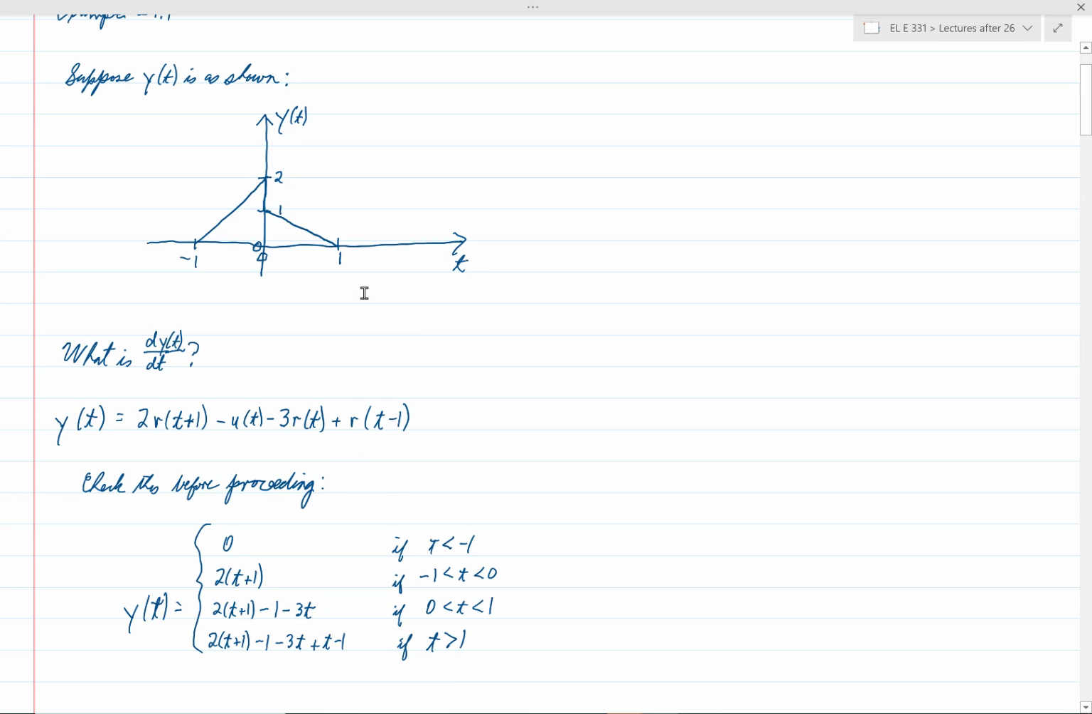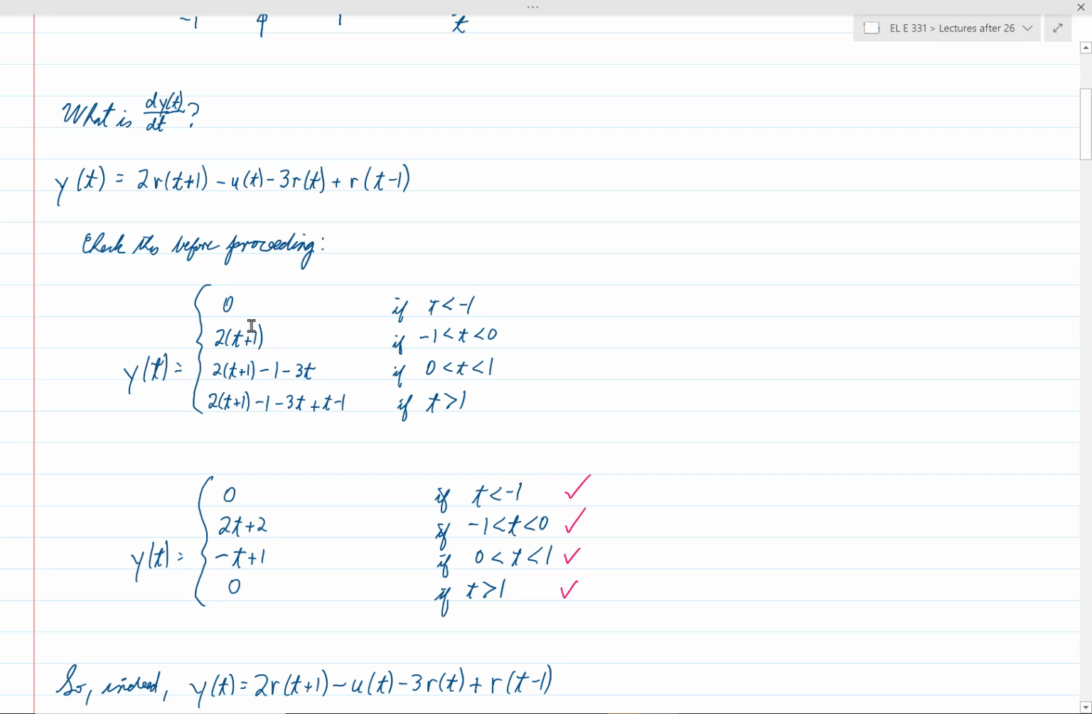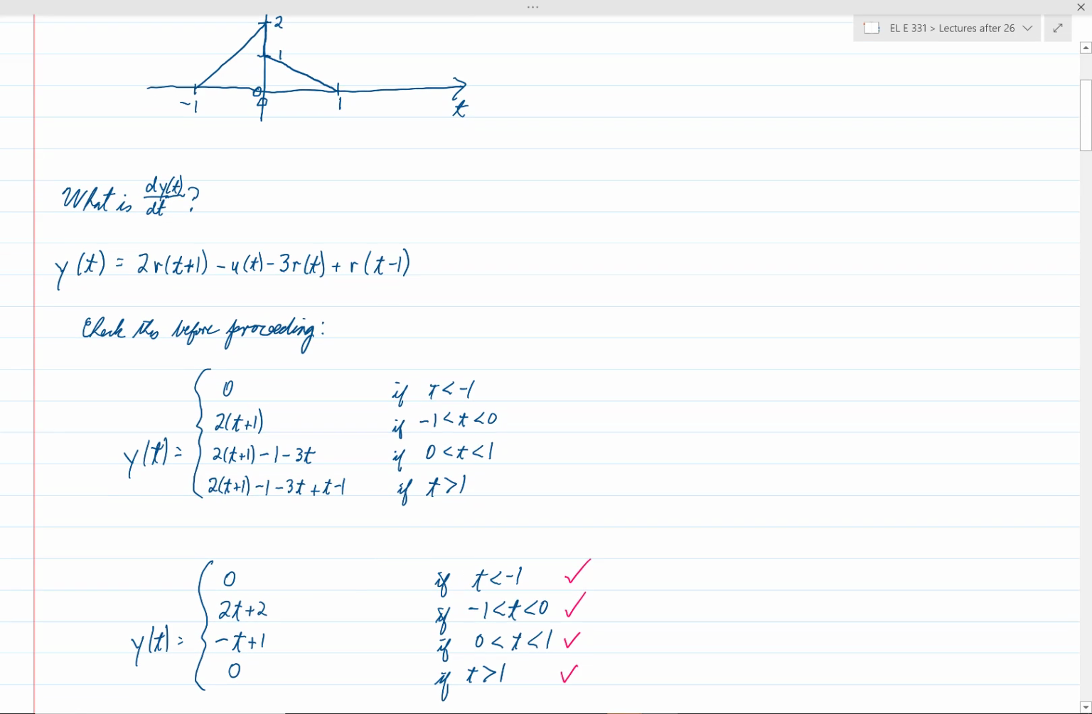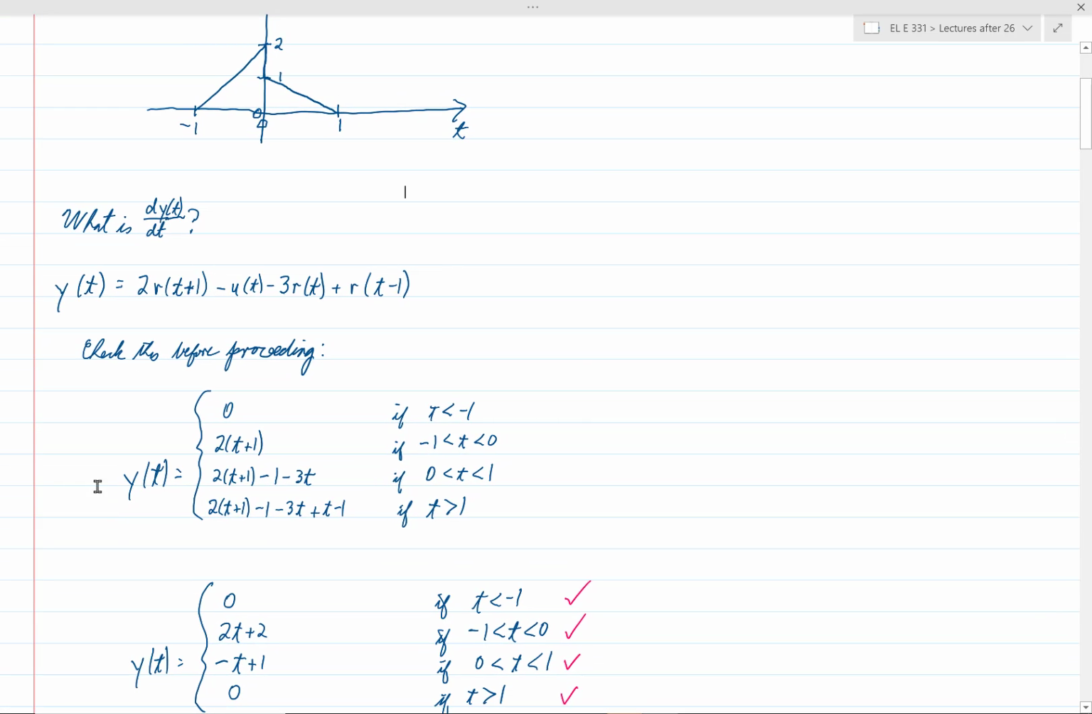And then finally, once t is greater than 1, the last term will turn on as well. And so we'll have down here everything we had from the previous step, and we'll also have plus t minus 1 from this r of t minus 1. So now if you simplify each one of these expressions, which I'll let you do because this is just algebra, you'll come up with the final answer that looks like this. And you can see that that exactly matches what we have up here. y of t is equal to 0 if t is less than -1, that's good, so I put a check mark there.